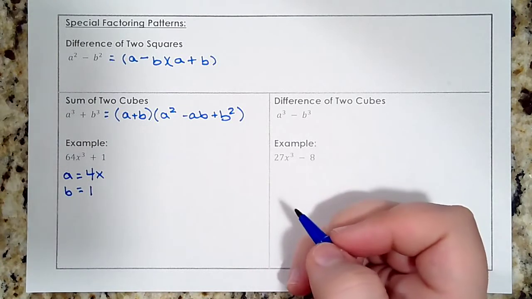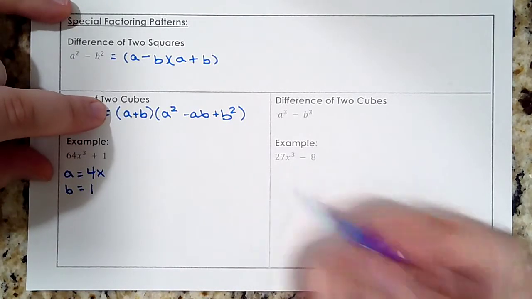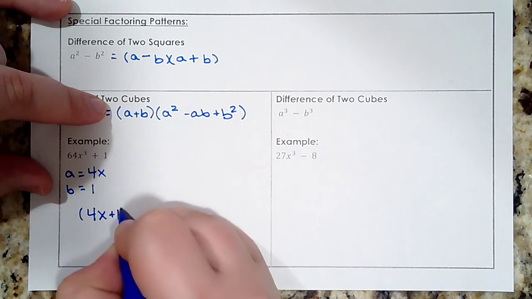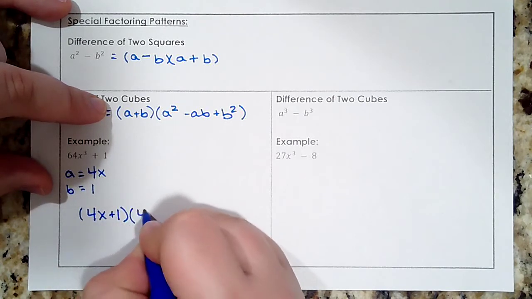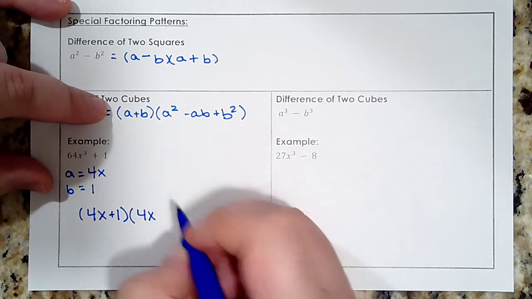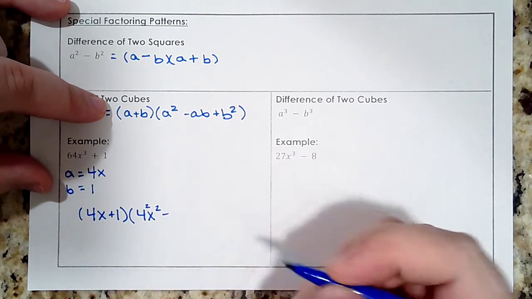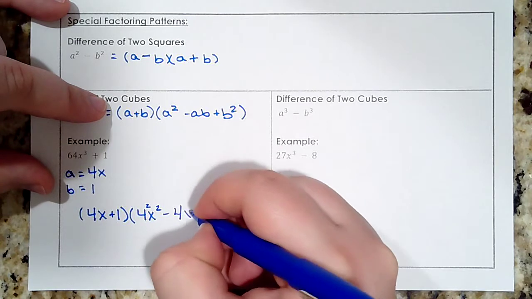Once I have my a and b, then I can just plug it into my formula. I know this is a review for most of you. If you need to skip through this, I totally get it, but I do want to show it for those of you who haven't seen it in a while and you don't remember.